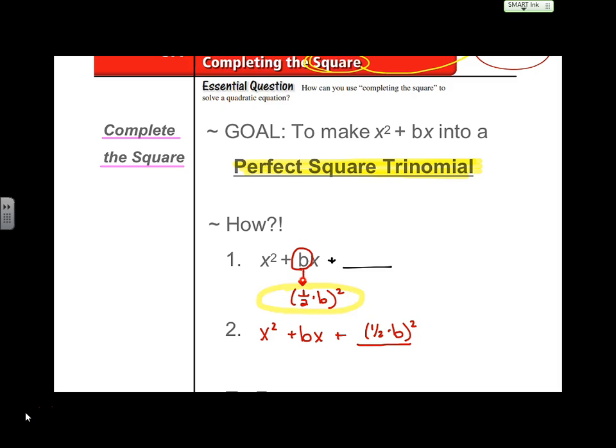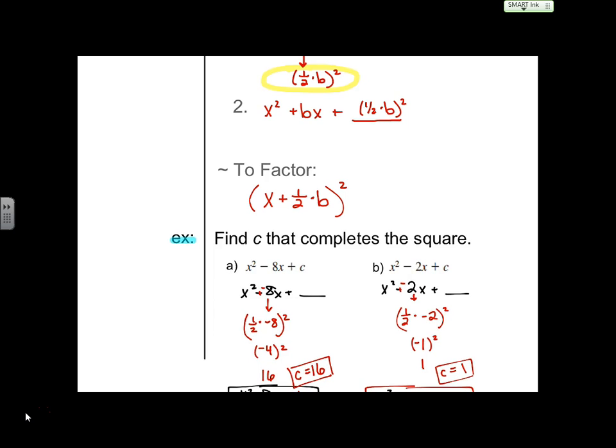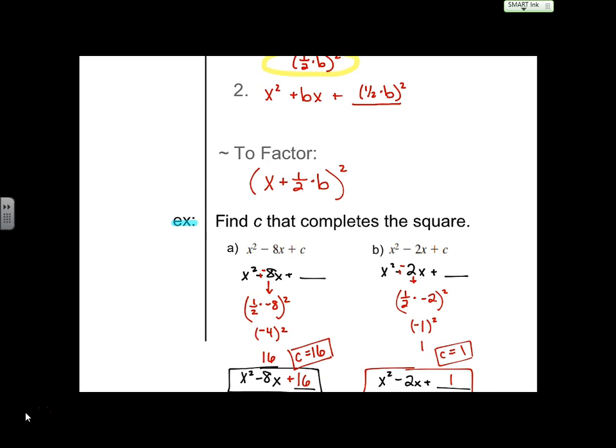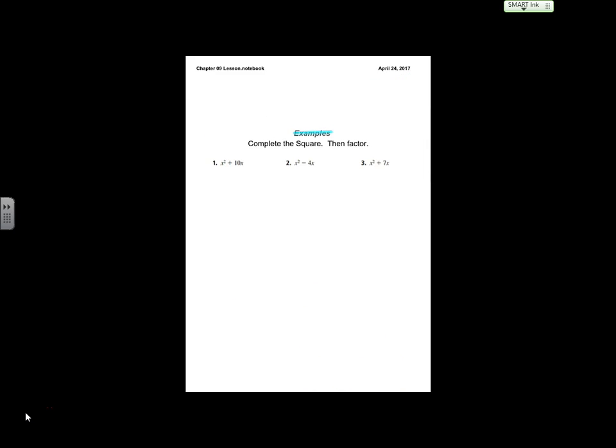With a special little formula that says take the middle coefficient and do what to it? Multiply by 1/2, or cut it in half. But that's not enough. We multiply by a half and then we square it. Good. Cut it in half and then we square it. We add it in. And then we had some examples at the beginning of class of filling in that blank by taking the middle term, cutting it in half, and squaring it. Same thing over here. And then to factor, there's a special way of factoring that we'll review in this example. All right, thank you for your patience.